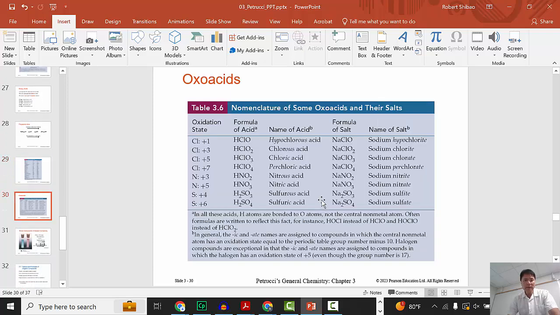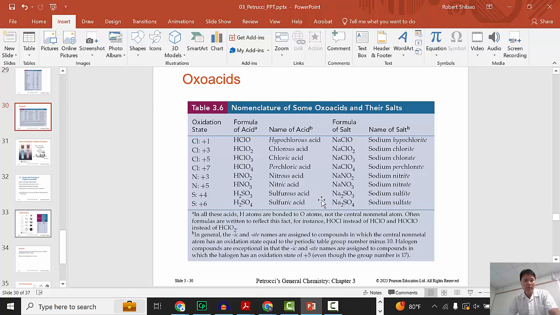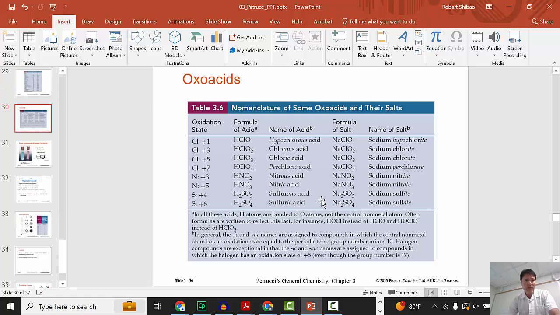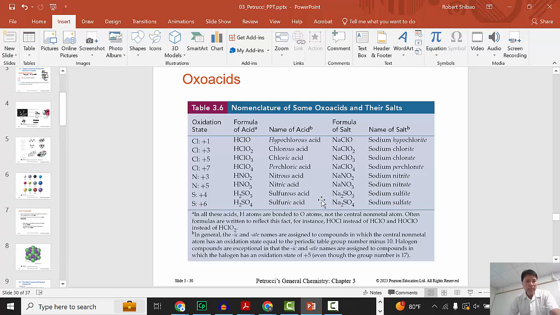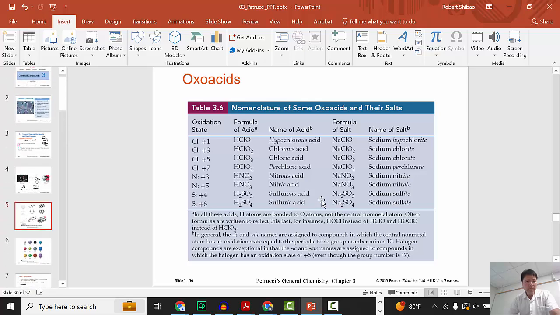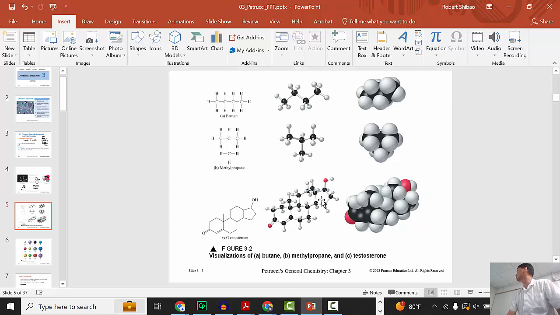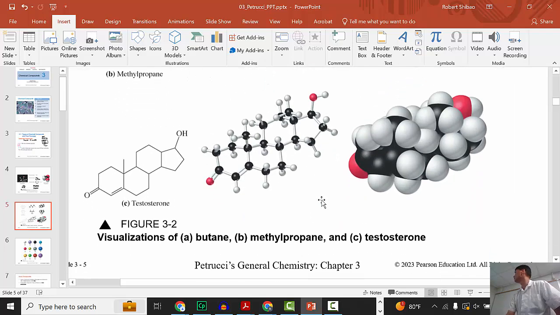So organics are going to have a different set of naming rules. Let me go back to what I was looking at earlier. This is testosterone, and it's a big molecule. This is just one single molecule of testosterone.